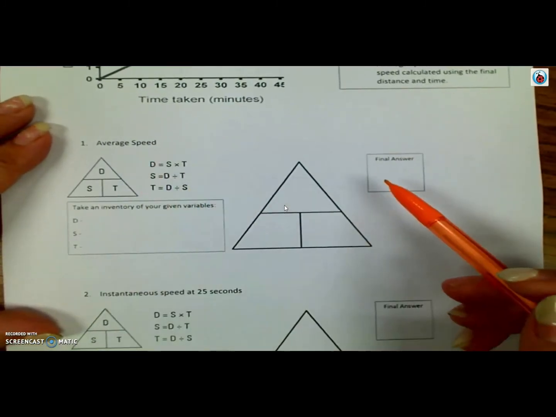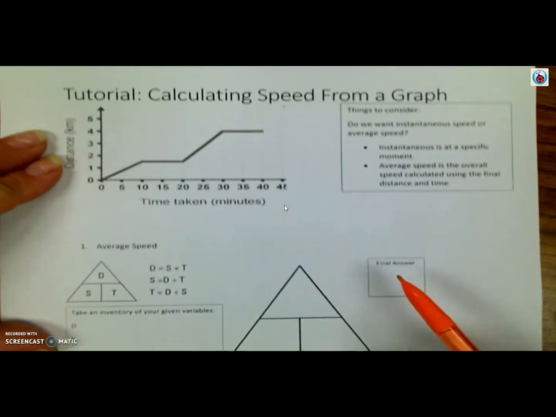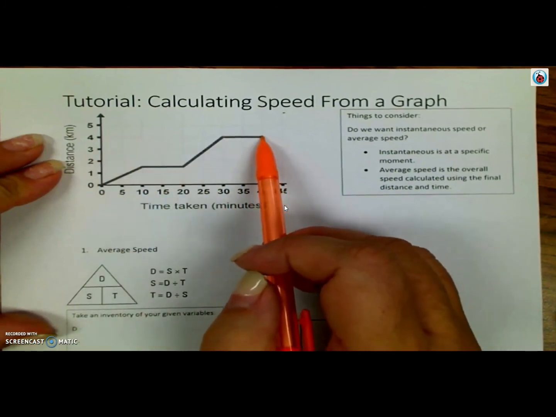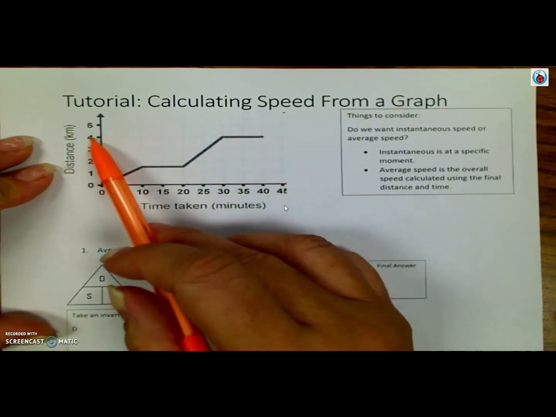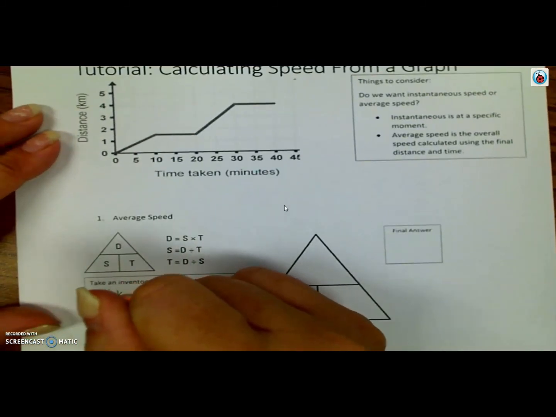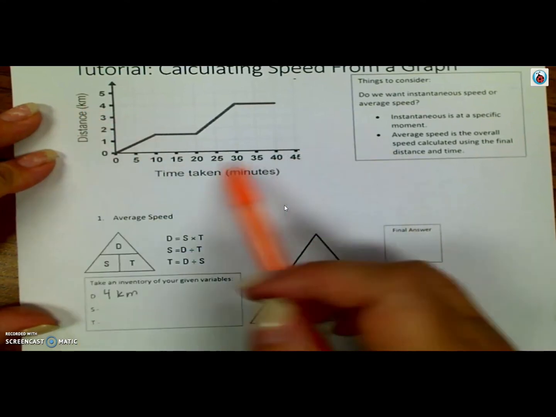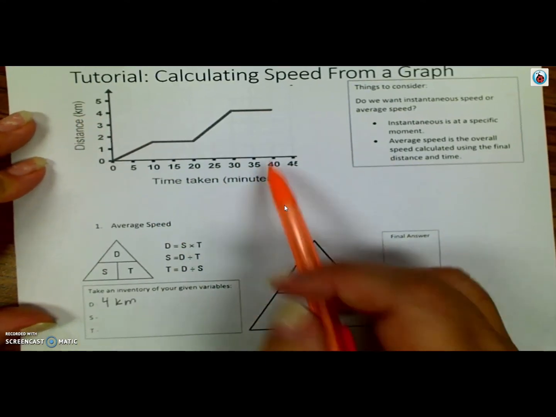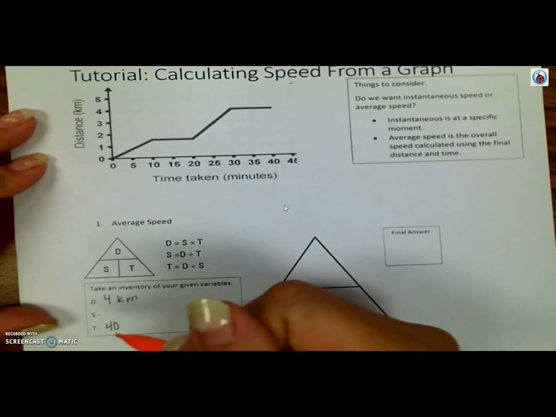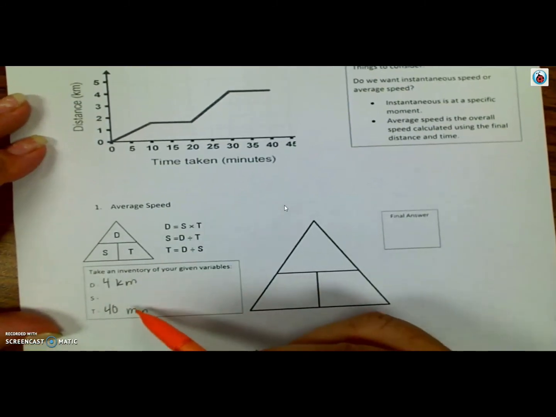We're going to look at average speed first. Okay, and we take an inventory of what we're given. So I come up here. What is my distance at the end of the trip? Okay, my distance is 4 kilometers. So I write that 4 km. Always look at your units on your y-axis. The amount of time taken was time in minutes. It took 40 minutes. Okay, so I have my distance and my time.